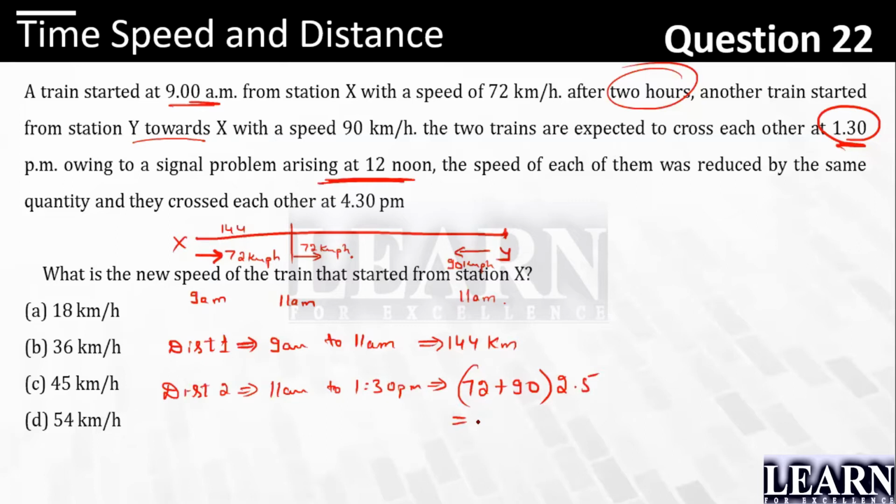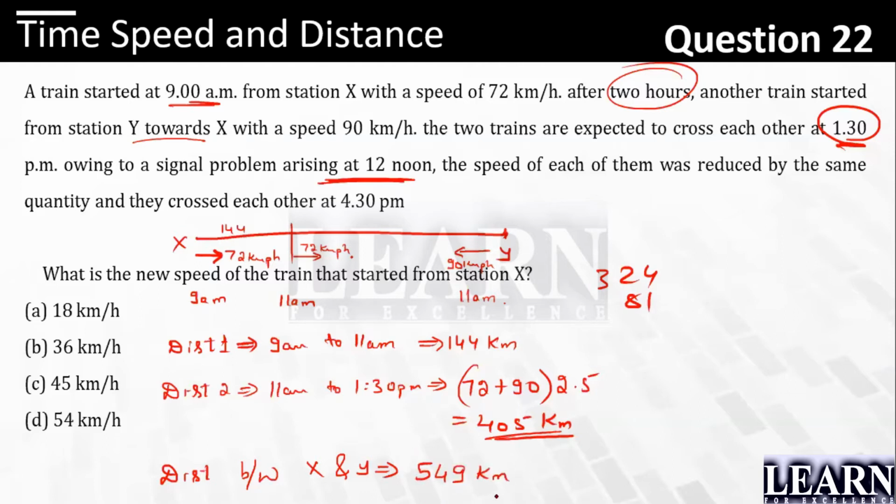How much is it? 162 is 324, 324 plus 81. Guess what it is, guys? Is it 405? 405 kilometers. So the distance between X and Y is 405 plus 144, which gives 549 kilometers. This is the distance between X and Y.